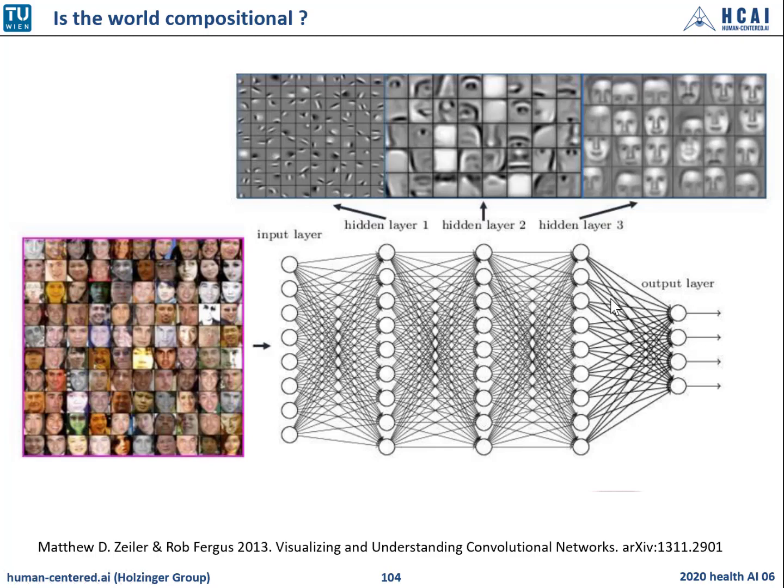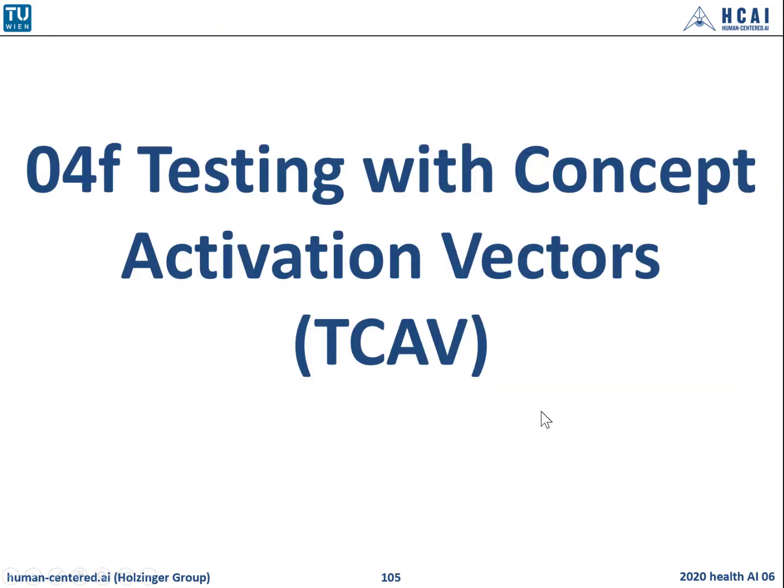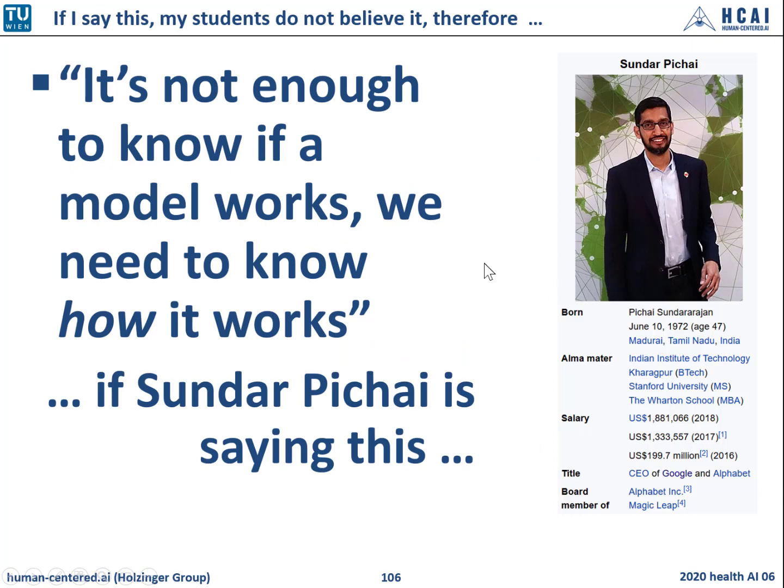We now have a lot of variant methods, for example inverting GANs, guided backpropagation, deep generator networks, but for this introductory lecture we will now continue with one final method. This is testing with concept activation vectors, TCAV. If I would say that, my students do not believe it, therefore luckily Sundar Pichai, the CEO of Alphabet, can be referenced, and when he is saying it I can point to him. He says it's not enough to know if a model works, we need to know how it works.